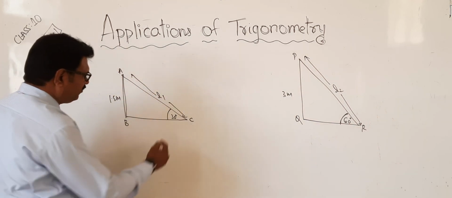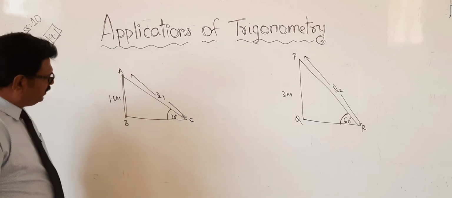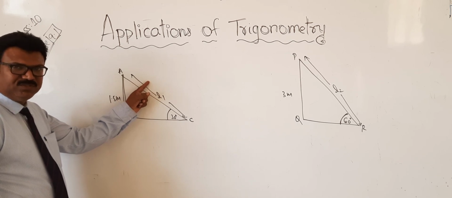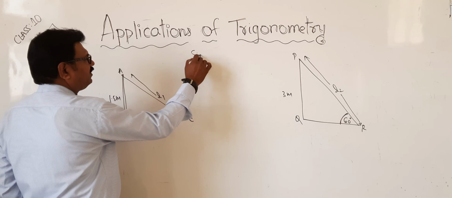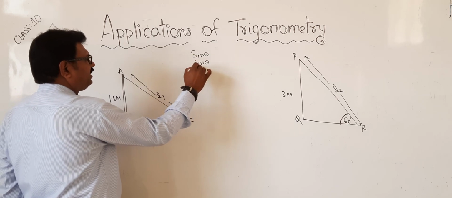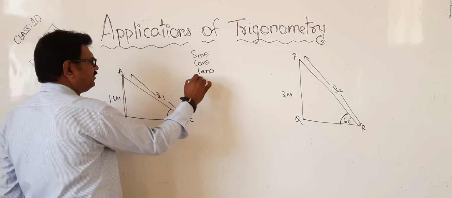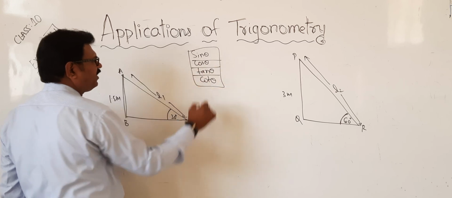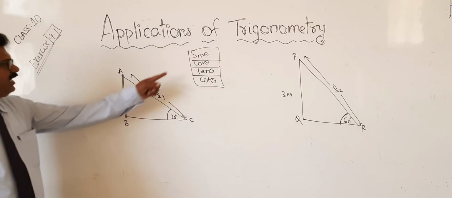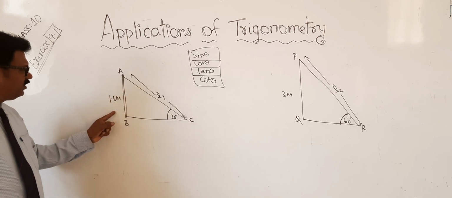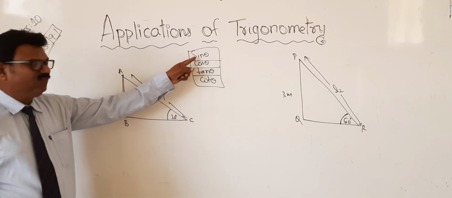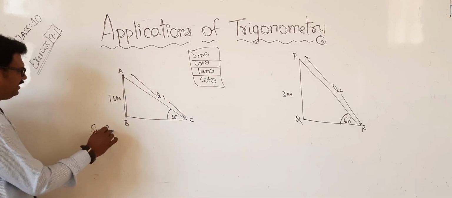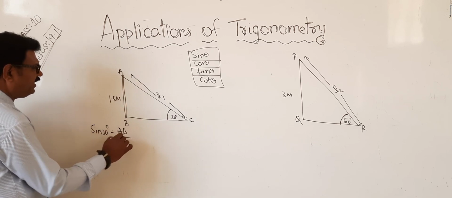Okay, no problem. First we'll see connecting with the opposite side and the hypotenuse. Which ratio we should use? Always in our mind, sin theta, cos theta, and tan theta, sometimes cot theta. These four ratios must be in our mind. So sin theta means what? For example, opposite divided by hypotenuse. Therefore, it will be useful. Directly you can write sin 30 degrees equal to AB divided by AC.